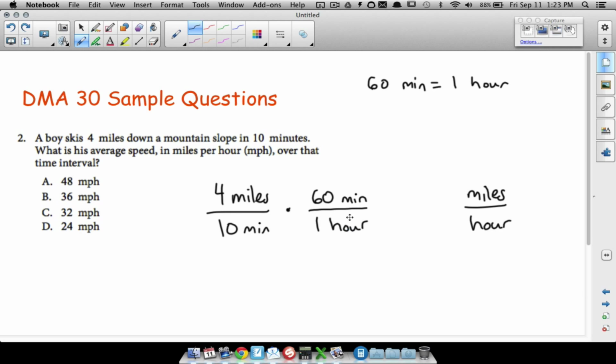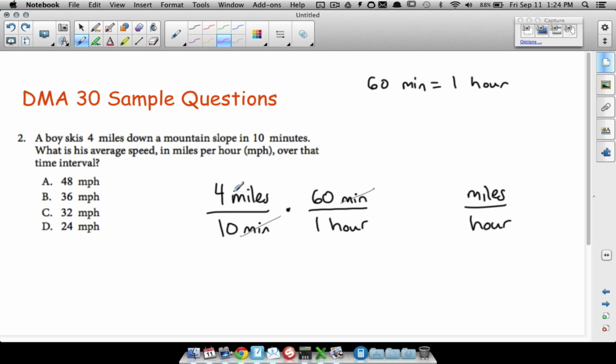And another reason why I want you to be careful with your words, I have hour at the bottom, but more importantly, we can think about canceling out these words. Since I'm multiplying by minutes at the top and I'm also multiplying by minutes at the bottom, we can cancel them out. As long as we have a word at the top and a word at the bottom and we're multiplying them, we can cancel them out. Just like when you multiply fractions, you can simplify fractions like that as well.